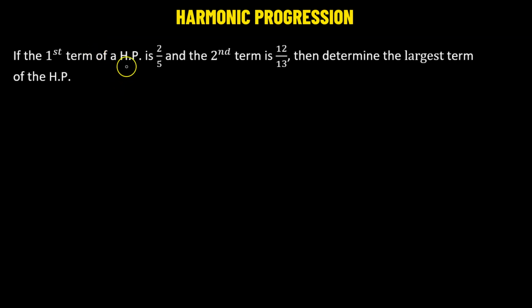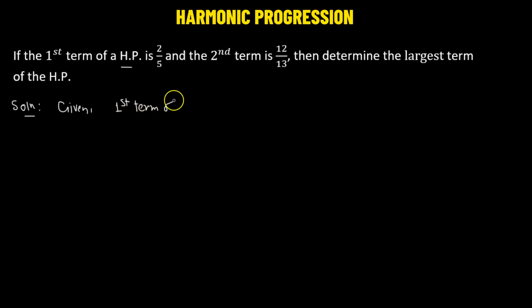So here in this problem, we have a harmonic progression. The first term is 2 over 5 and the second term is 12 over 13. So that is provided to us. We need to obtain the largest term of the harmonic progression. So let us begin.